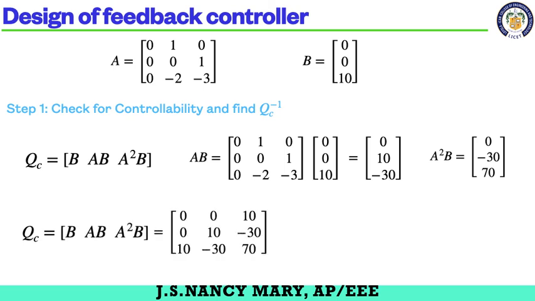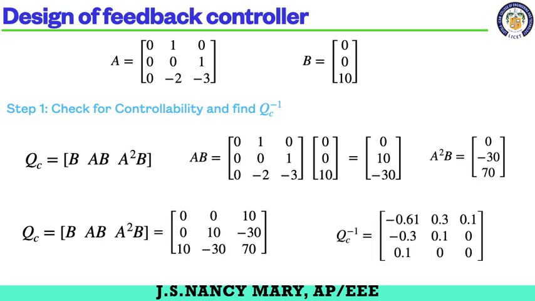So this is controllable. Why? Because I can get my value as QC is equal to minus 1000. So its rank is 3. Rank is 3 and also the determinant is not equal to 0. So this is controllable. So I'm finding QC inverse, which you will get as minus 0 0.6, 0 0.3, 0 0.1, minus 0 0.3, 0.10 and 0.100. So this is my step 1.